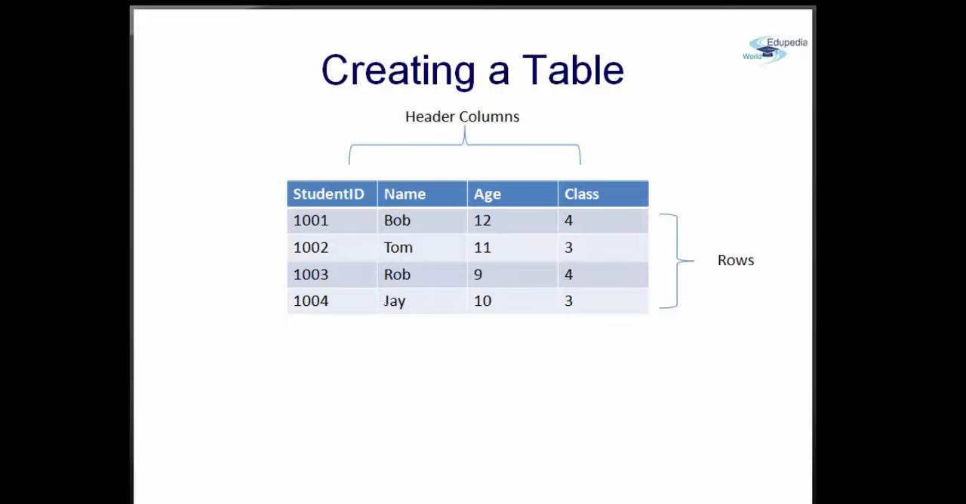An empty set that will return from the query indicates that we have not created any tables yet. Before us is a table where we have header columns and rows. The student ID, name, age and class all refer to the header columns. And the vertical structure of a table is rows. The data resides in the intersection of the header and the rows in a table.